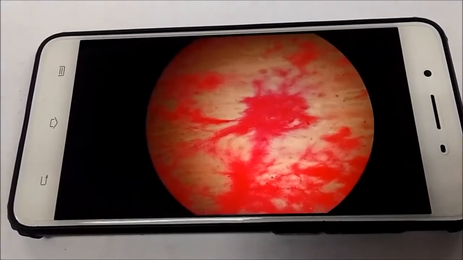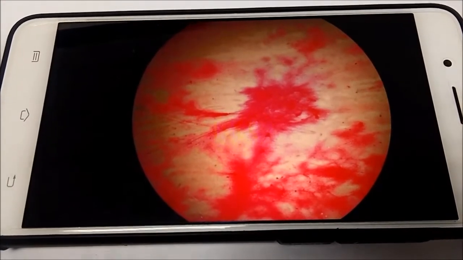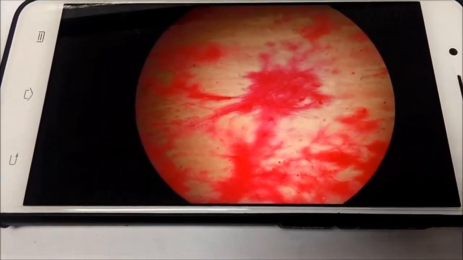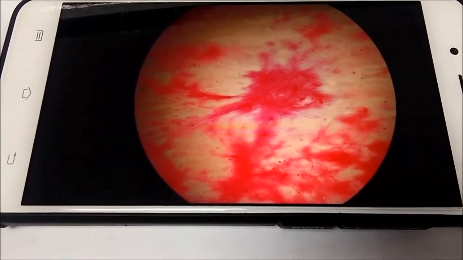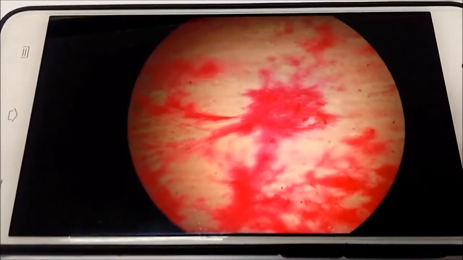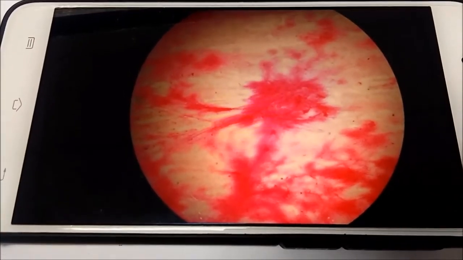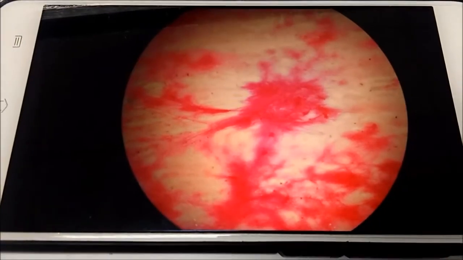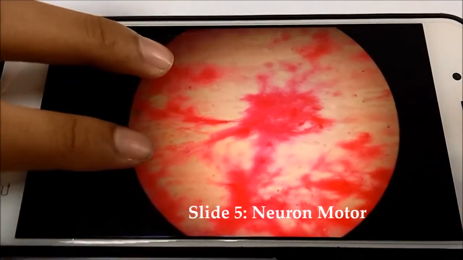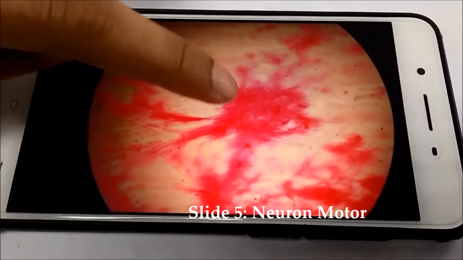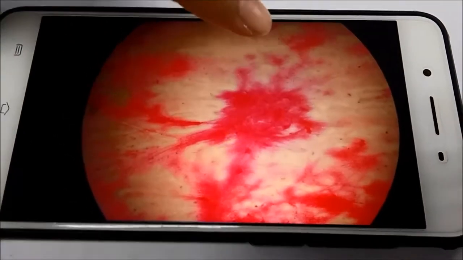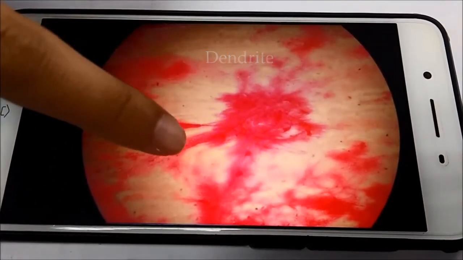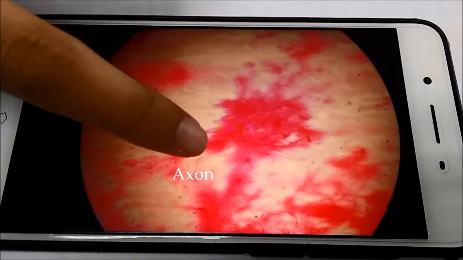Okay, next we are going to observe the nerve tissue slide. The first slide is the motor neuron slide. As you can see here, this is the motor neuron. This is the dendrites, and this is the axon, the long one here.